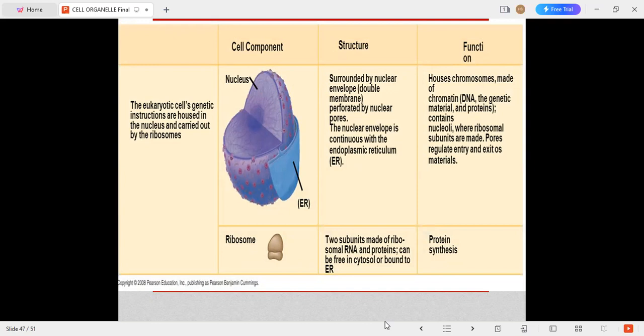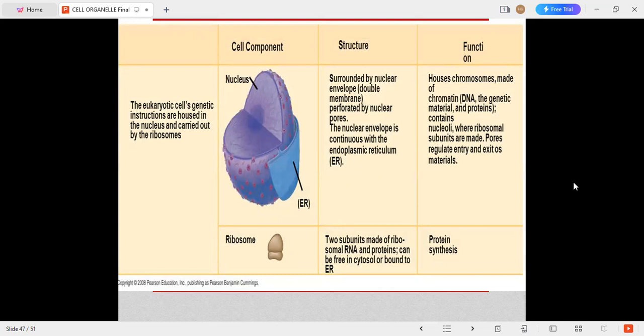This is the structure of the nucleus. Here you can see the structure of the nucleus, and this is the endoplasmic reticulum. The nucleus is surrounded by the nuclear envelope, which is a double membrane structure perforated by the nuclear pores. These are the nuclear pores. The nuclear envelope is continuous with the endoplasmic reticulum.